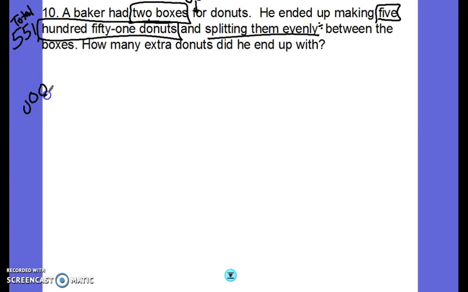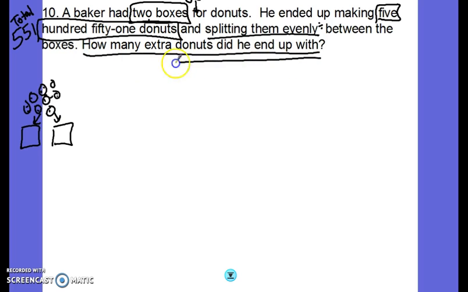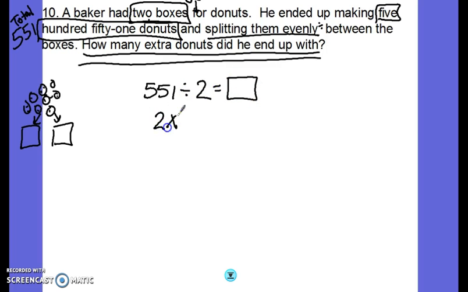So I am just picturing in my head, whoa, lots of donuts, and they definitely have sprinkles. And I know that the baker is putting them into 2 boxes. So this picture that I'm making in my head is kind of helping me see, oh, I need to divide these numbers. So when I look at the question, it says, how many extra donuts did he end up with? They're not asking me how many are in each box. They're asking me how many extra did he end up with. I'm not exactly sure what that means yet, but I'm going to go ahead and divide. So 551 divided by 2 boxes equals some number, or 2 times some number equals 551.